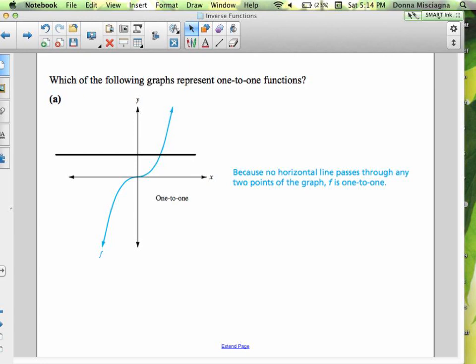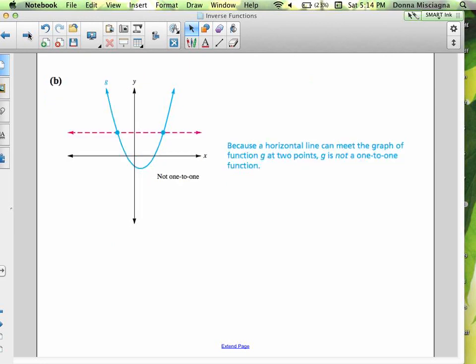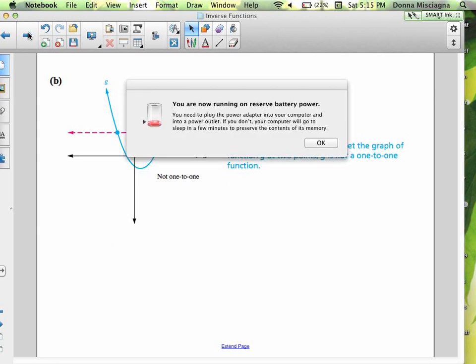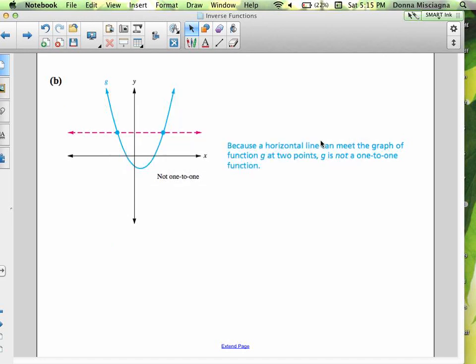Here, we'll stick a line back on it. This one we have the line already drawn in here. I think you could look at it and see that's not one-to-one. If I have a horizontal line, that's going to go through my graph more than once.